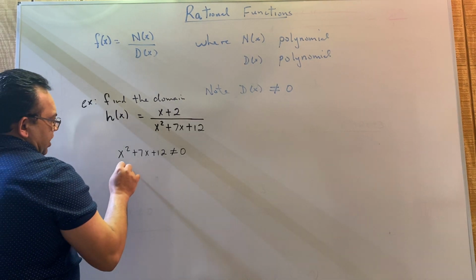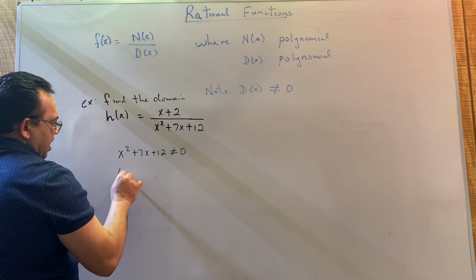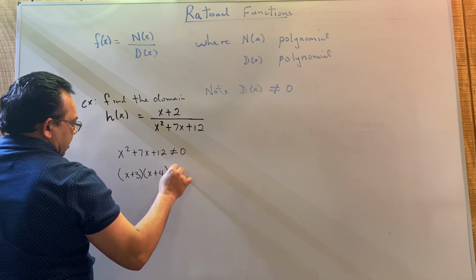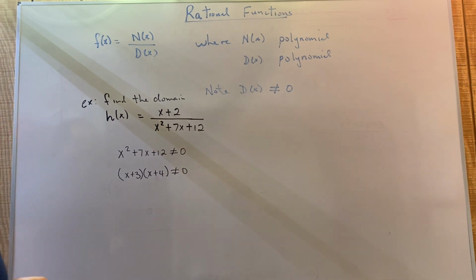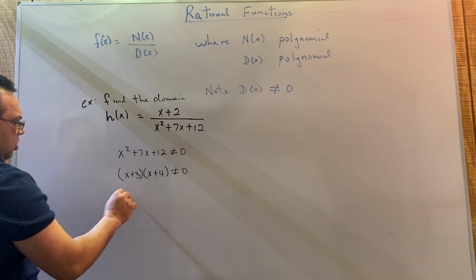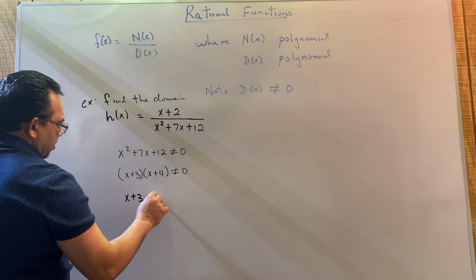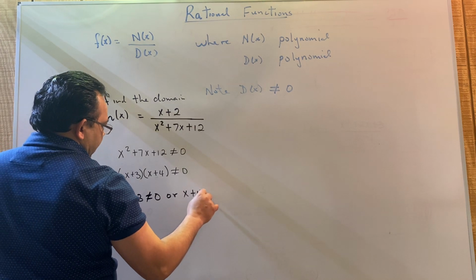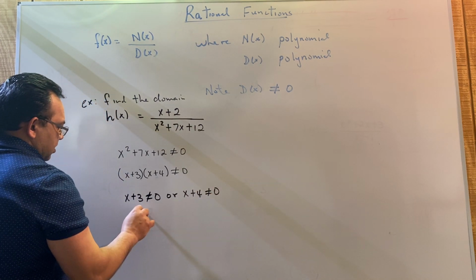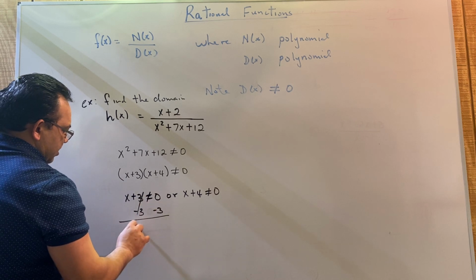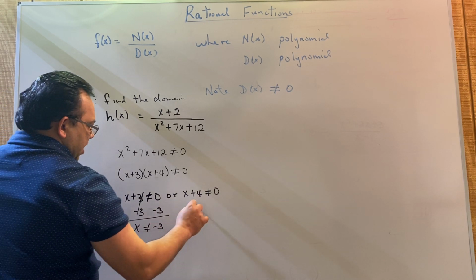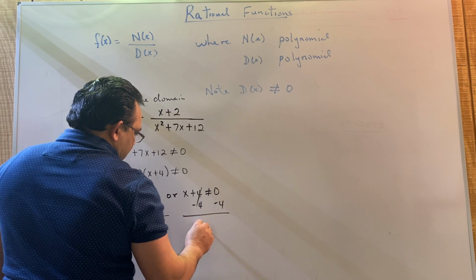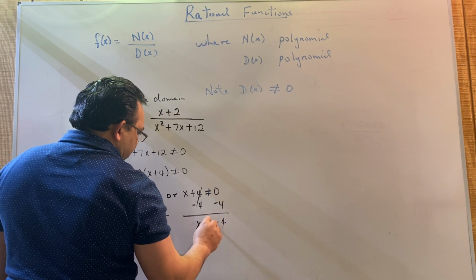So what we're going to do is factor. If we factor, we have x plus 3 times x plus 4, not equal to 0. And now if we have the factors, we take each factor, setting them not equal to 0: x plus 3 cannot be equal to 0, or x plus 4 cannot be equal to 0. If we subtract 3, we have that x cannot be equal to negative 3. And if we subtract 4, we have that x cannot be equal to negative 4.